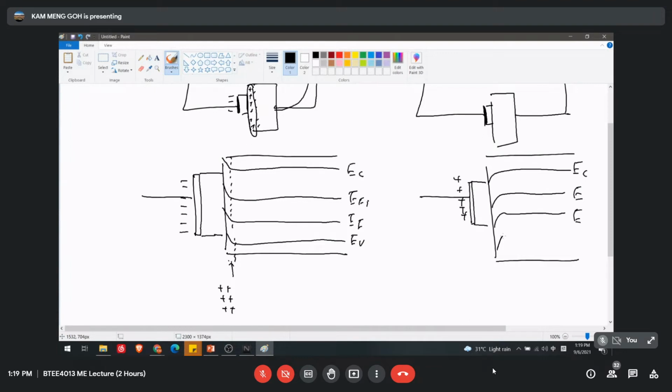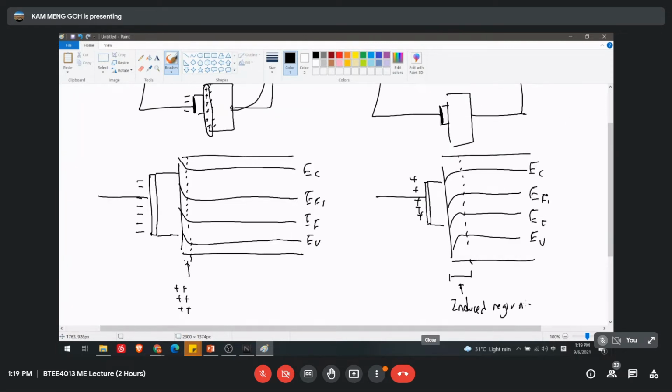Right now, you can see that in the curve area, this will be the induced region that I mentioned just now. In this region, it forcefully creates an additional area here just to accommodate all the positive charge. In this case, these two are the p-type semiconductor. At this point, can you understand?